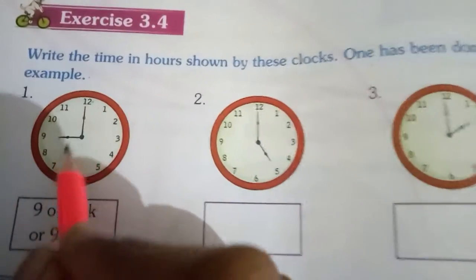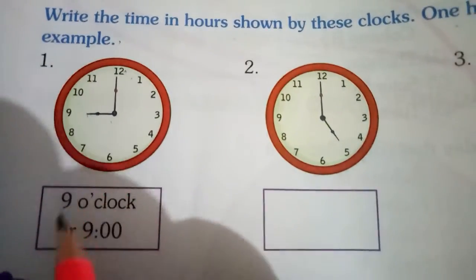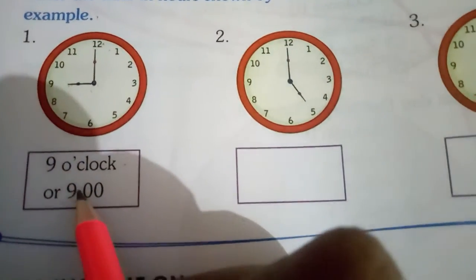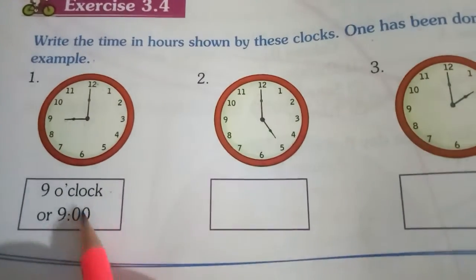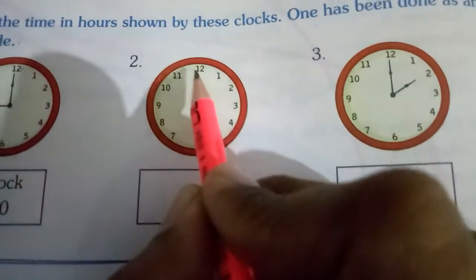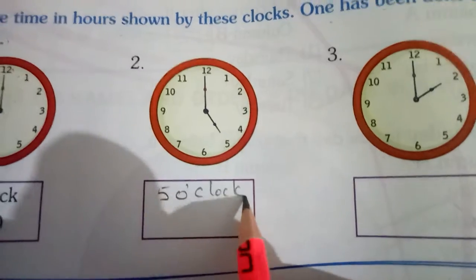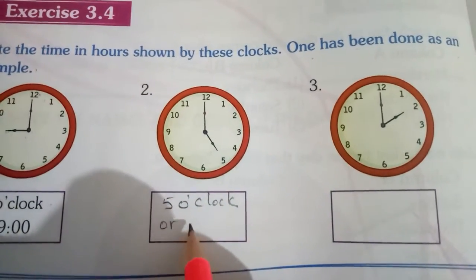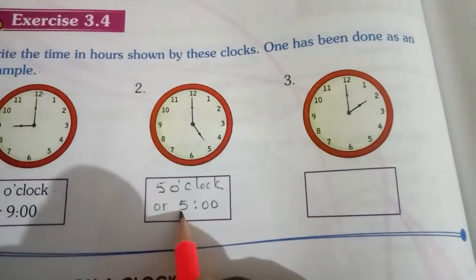Yes. Now come to here. In this clock, the short hand is on 9, the long hand is on 0. Now what is the time? 9 o'clock or 9:00. 00, I told you, means 9 o'clock. Now come to here. Where is the short hand? The short hand is on 5, the long hand is on 12, means 5 o'clock, or 5:00. This colon separates hours and minutes.